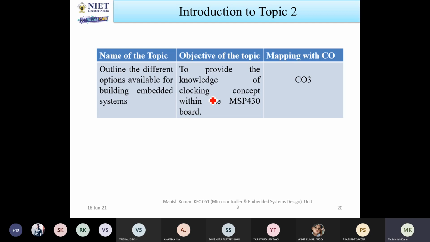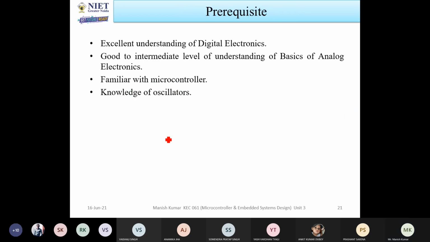So now the next topic is to outline the different options available for building embedded systems. If you are making or designing embedded systems, what types of platforms are available? Like which process can we use to design a system, and how many platforms are there through which we can develop? So we will see that.